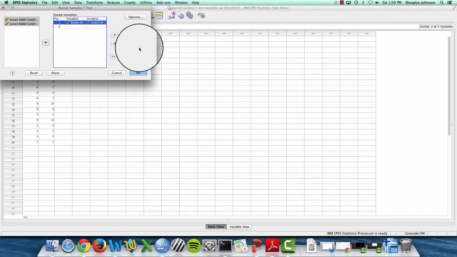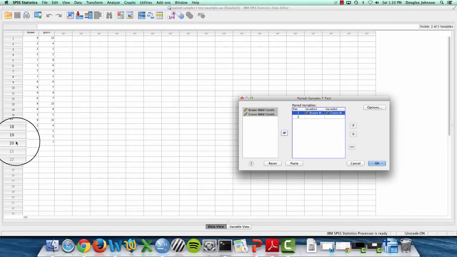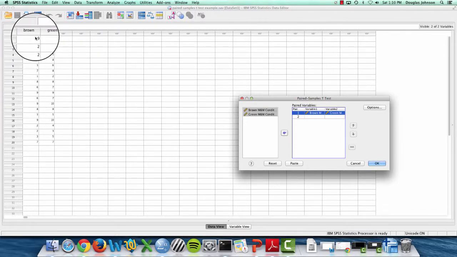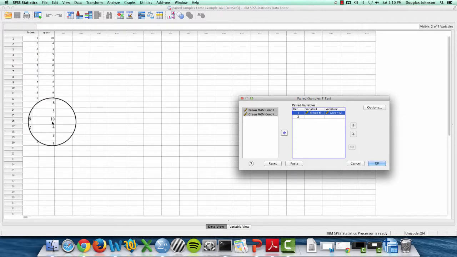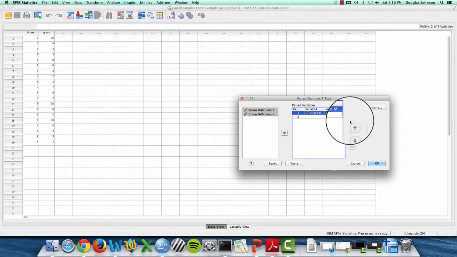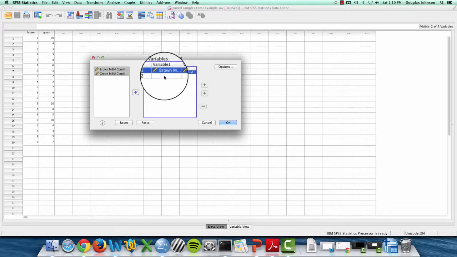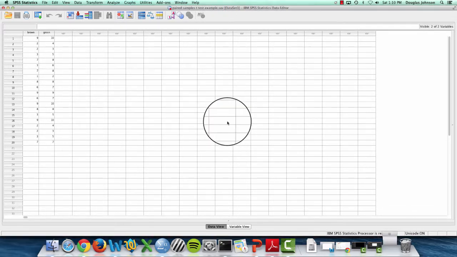Okay, let's pause for a second and keep track of something. Now each person is giving us a score for both the brown and the green. And so we run 20 people total, but we have 40 scores. Each person gives us a score for brown. Each person gives us a score for green. And what we're really interested in is whether there's a delta between the brown and the green. All right. So you can do lots of paired samples all at once, but we just have this one to do.